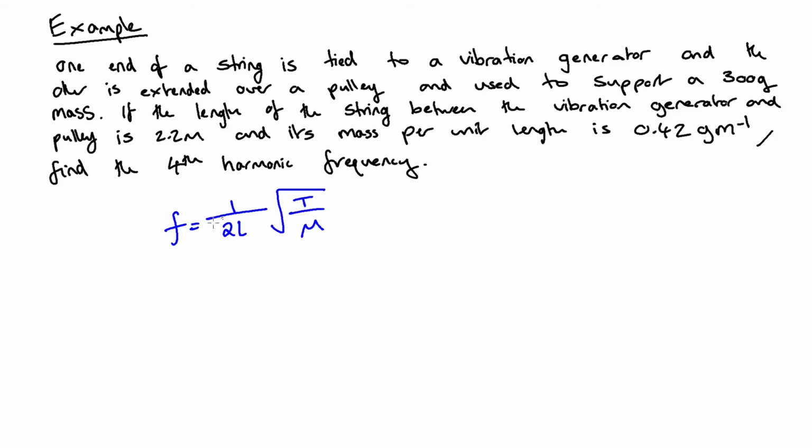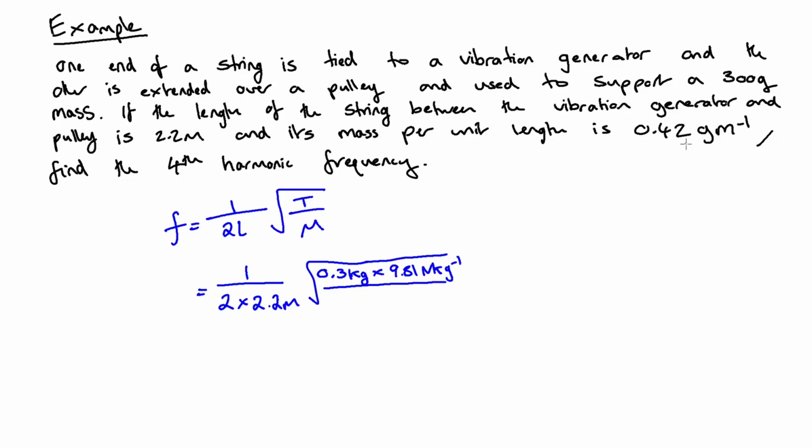So let's put some numbers in and find the first harmonic frequency. The length of our string is 2.2 meters. Tension in the string will be the weight of the mass that it's supporting. And then we need to put in the mass per unit length. Now we need to work in SI units because we put the gravitational field strength in newtons per kilogram. The newton is an SI unit. We need to work with the SI unit of mass as well, which is kilograms and not grams. So we need to convert this.